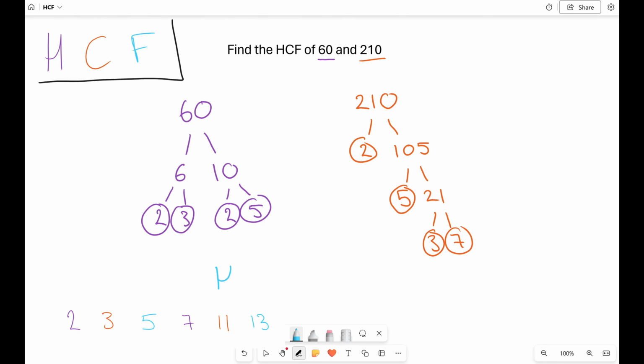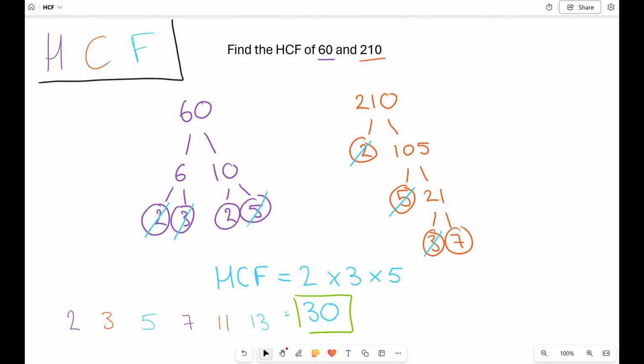Now we're going to find our highest common factor, HCF. So to find that, we're going to literally look at the common prime numbers. So the numbers that are circled that are the same, we're going to write them down. So there is a 2 in each of them, so I'm going to write down 2. I can also see that there's a 3 in both, so I'm going to put times 3. I can also see that there's a 5 in both, so I'm going to put times 5. So now our highest common factor is 2 times 3 times 5, yeah, which is 2 times 3 is 6 times 5 is 30. So our highest common factor is 30.